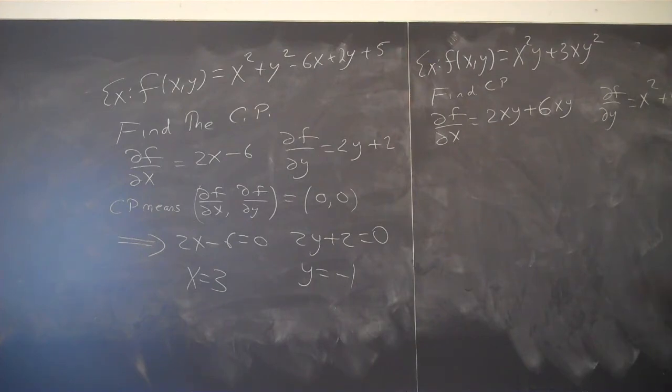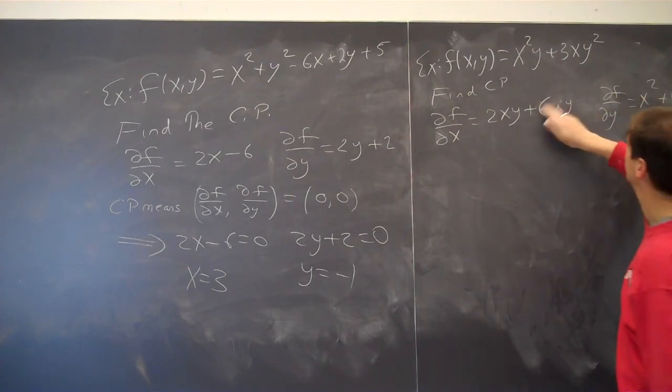It looks like I made a mistake. Wouldn't that be 3y squared? Yes. The other side, that one. This one would be 3y squared. Thank you.